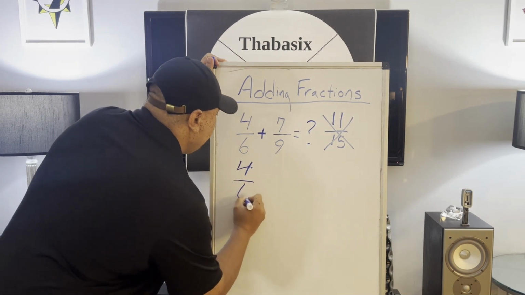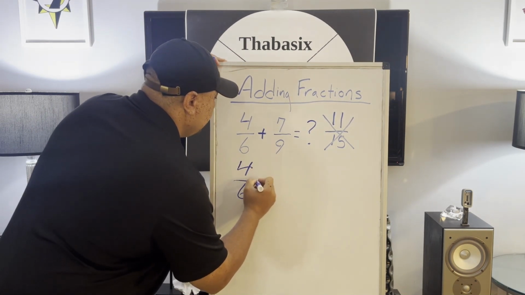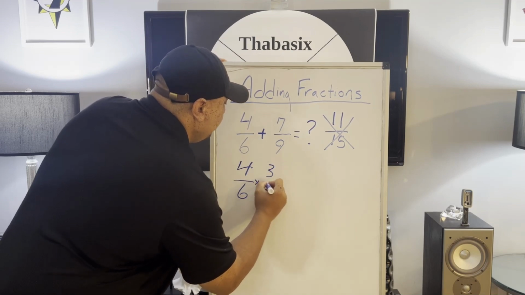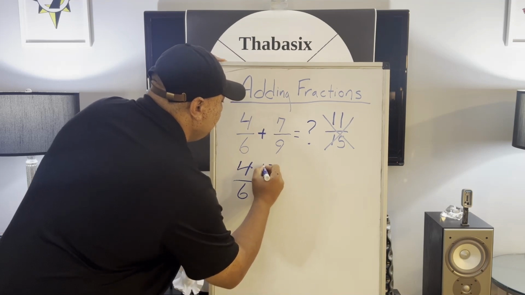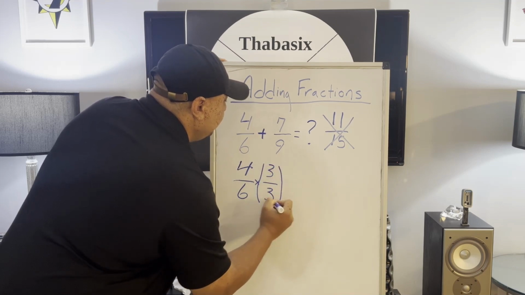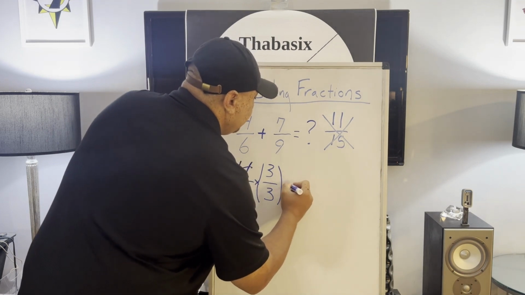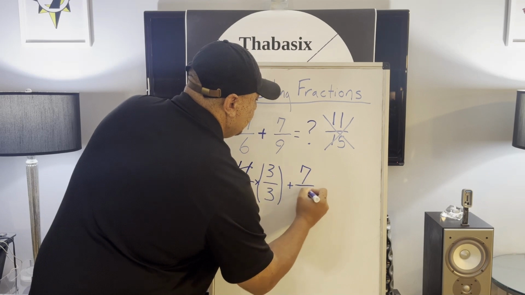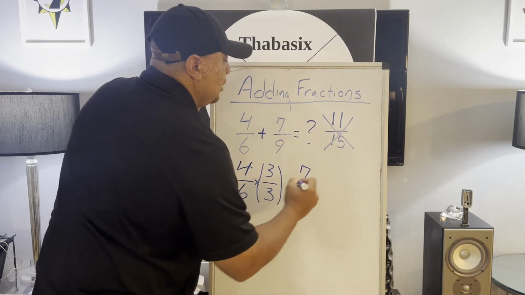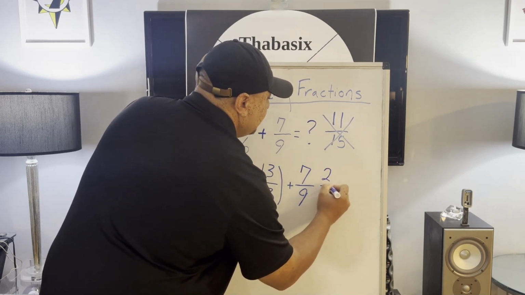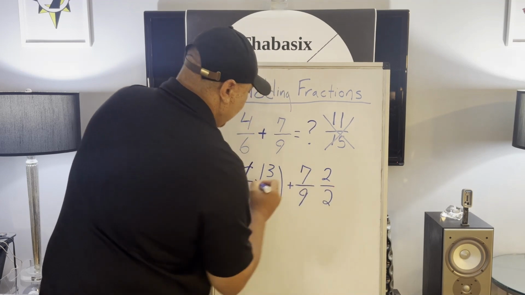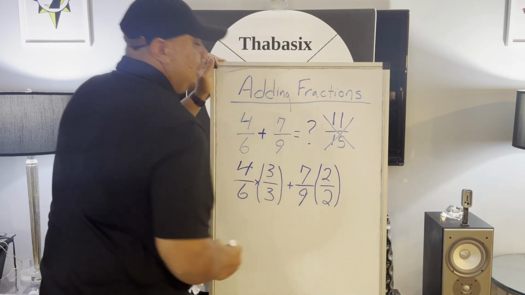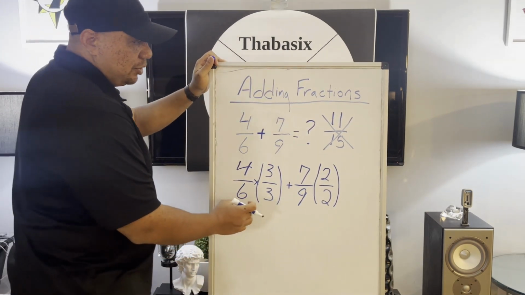4/6 times 3/3. Remember, 3/3 is 1, so we're just multiplying by 1. And 7/9 times 2/2. Again, 2/2 is equal to 1. I noticed I used the times here, but you don't have to use the times. You can actually just write it just like that. And this is what it looks like.